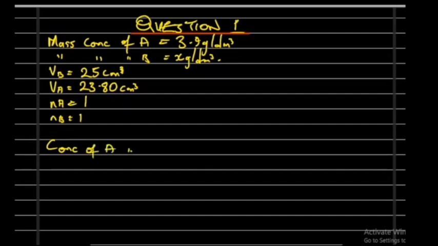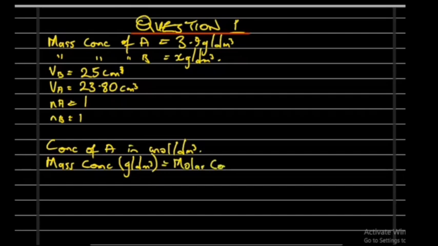Concentration of A in mole per dm cube. The formula we'll be using is: mass concentration of A, which is in grams per dm cube, equals molar concentration, mole per dm cube, multiplied by molar mass, which is usually in grams per mole. That is the formula that we will be using.